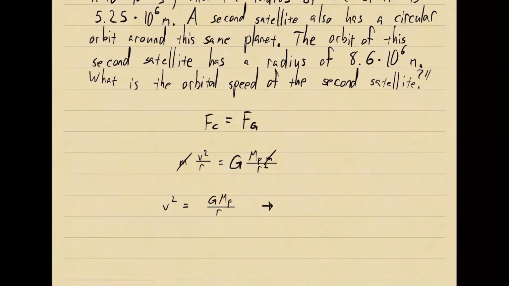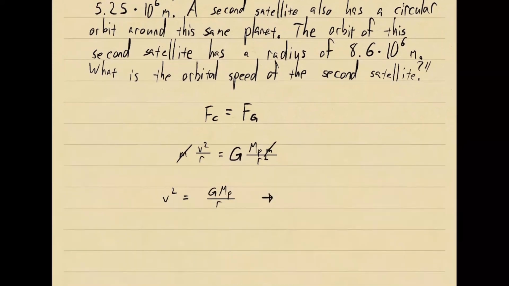And then if we want to find v, the speed of the satellite as it orbits, all we have to do is take the square root of both sides. So we get that v is going to be the square root of G times the mass of the planet divided by r.